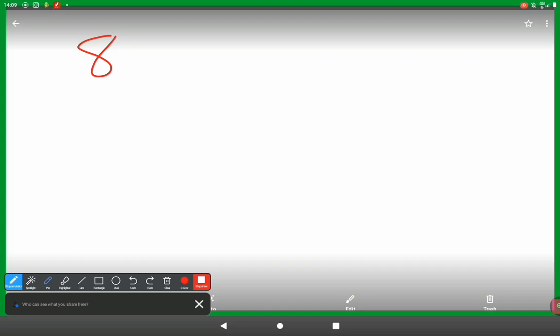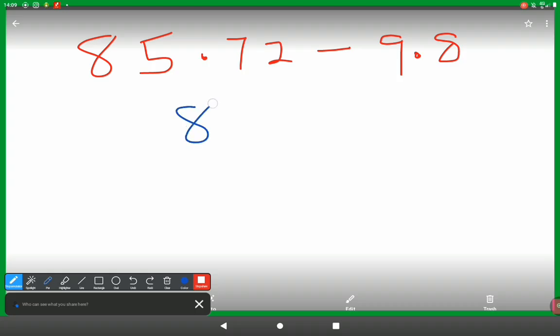8, 5, decimal point, 7, 2, subtract 9, decimal point, 8. Alright, so do not forget, locate your values for each number. For each number, you locate your value. So 8, 5, decimal point, 7, 2.